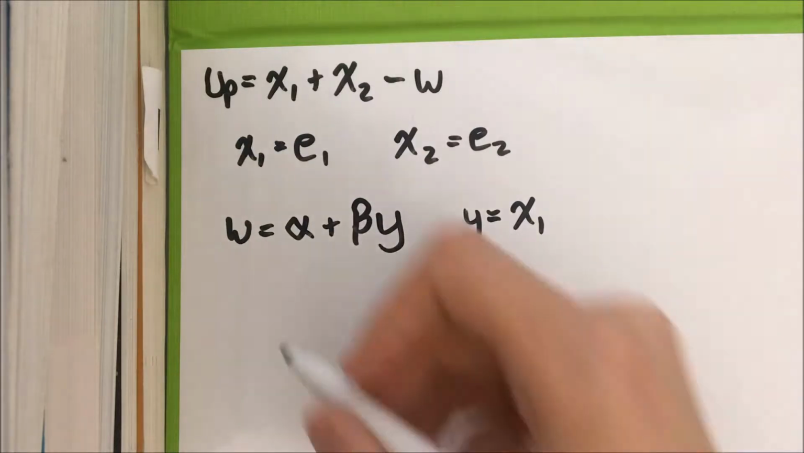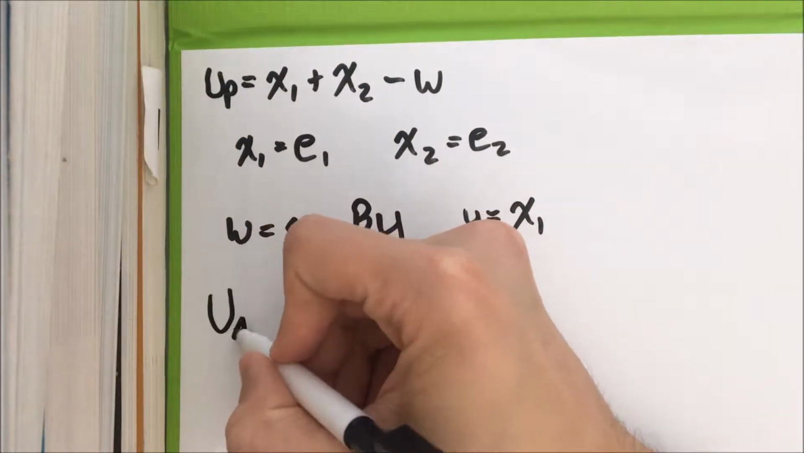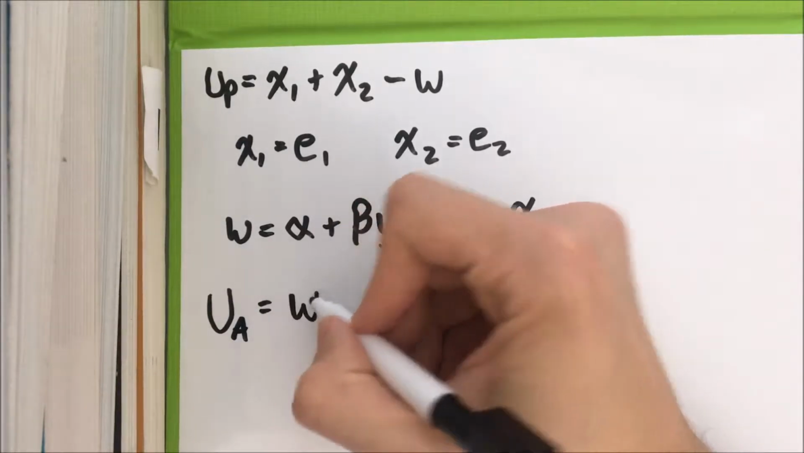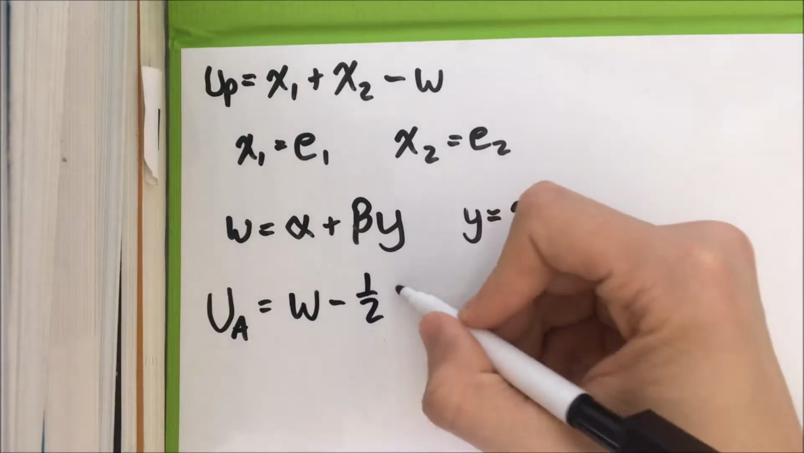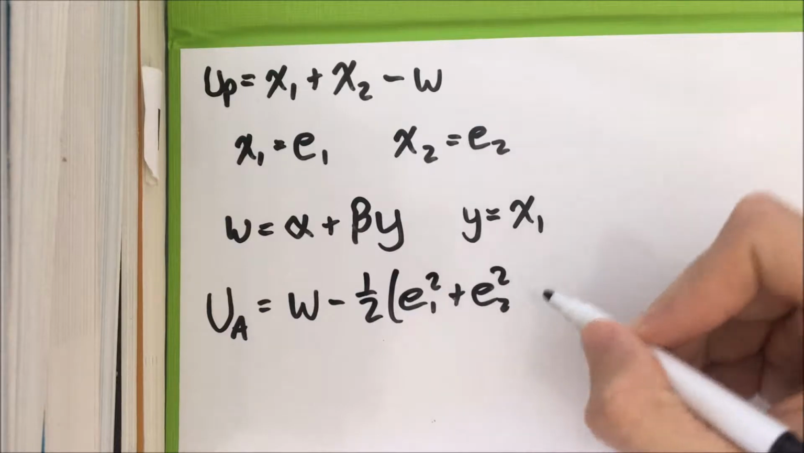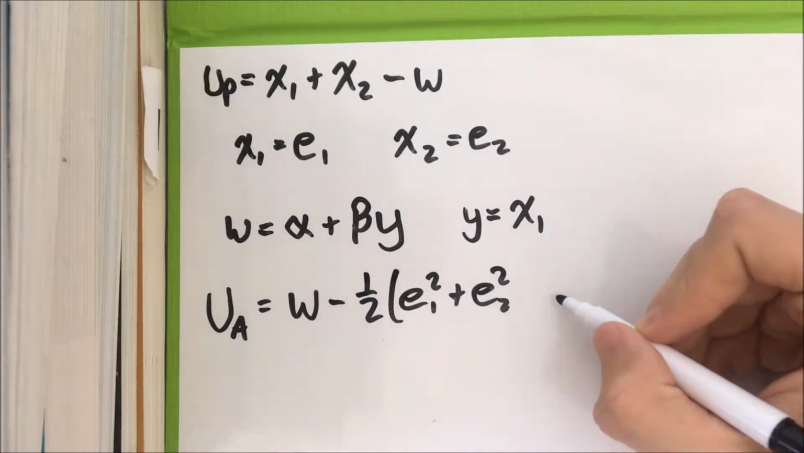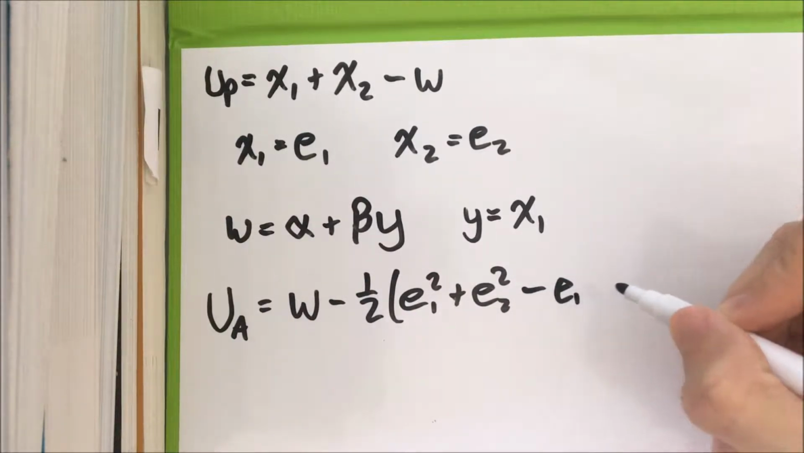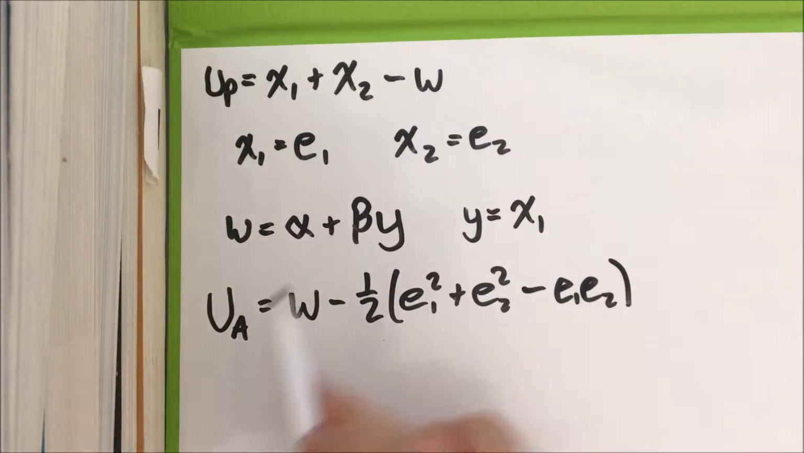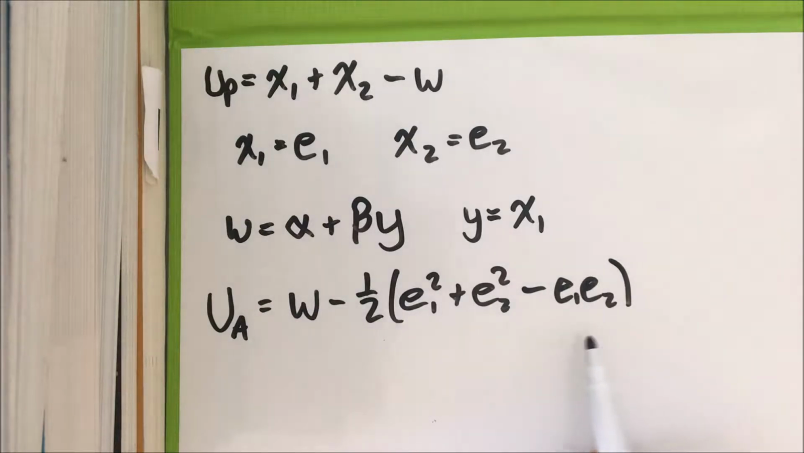And finally, we know that the utility of the agent is equal to his wage minus half the effort for both tasks squared individually, minus E1 E2. Now this minus means it increases his utility as he puts effort into either task, which means that this is a crowding in effect. So putting effort into one task will give him more utility.